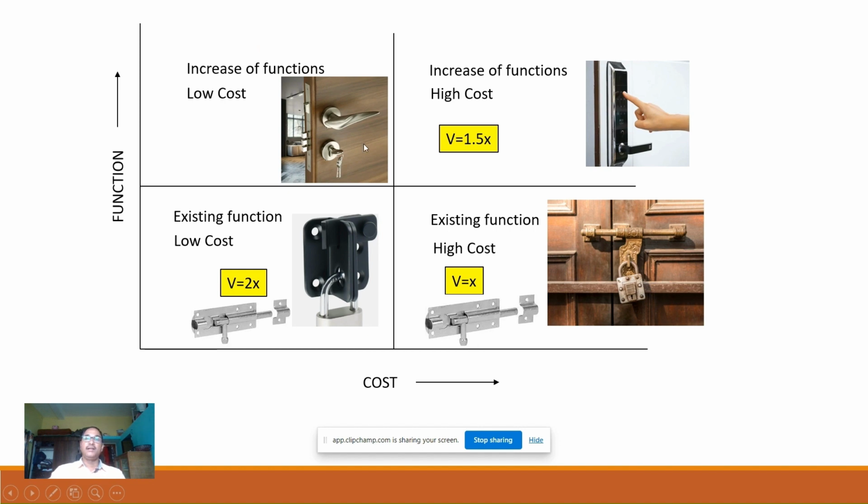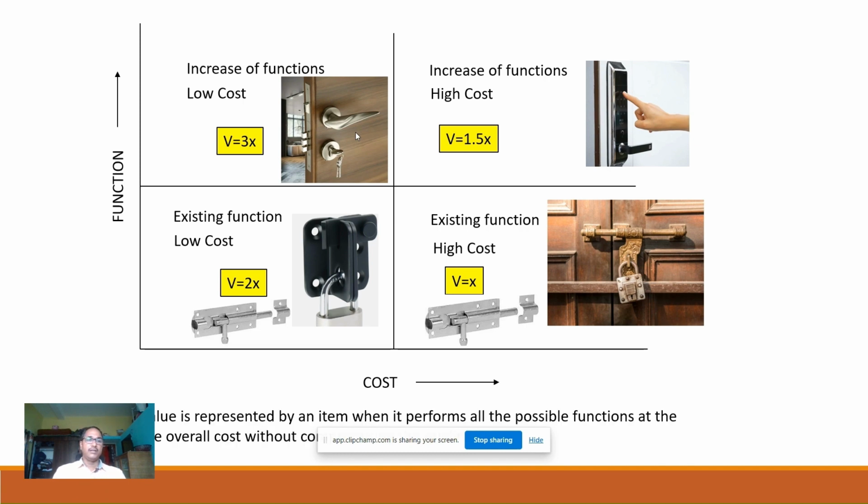Okay. And there is no lock that is present, so that part is eliminated. Okay. And the handle is provided, this also adds to the function, and the value that goes for this particular product is 3x. Okay, to conclude this particular example, what we can see here is the highest value is represented by an item when it performs all the possible functions at the lowest possible overall cost without compromising the quality.